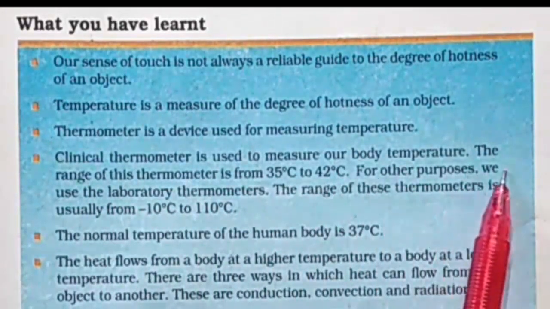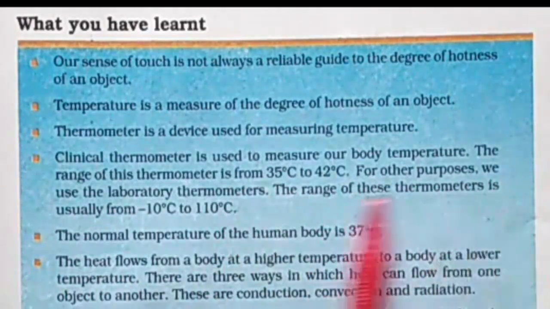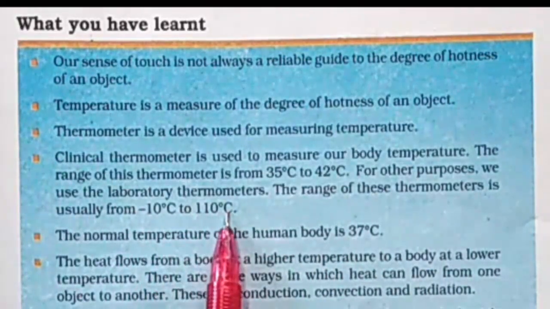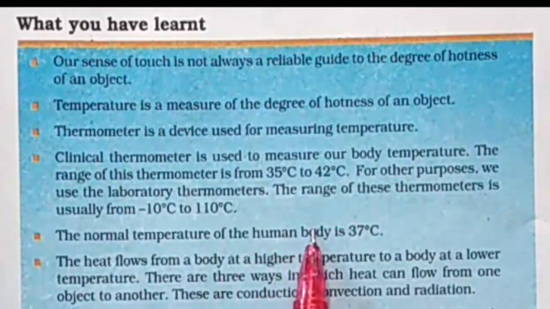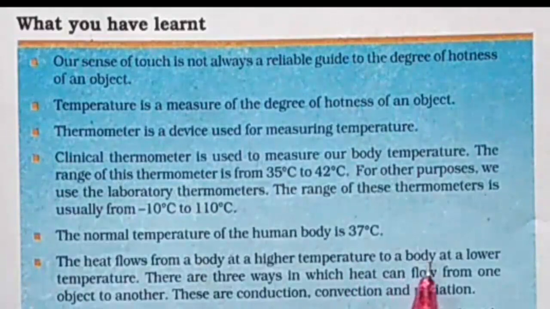For other purposes, we use laboratory thermometers. The range of these thermometers is usually from minus 10 degrees Celsius to 110 degrees Celsius. The normal temperature of the human body is 37 degrees Celsius. Heat flows from a body at a higher temperature to a body at a lower temperature. There are three ways in which heat can flow from one object to another. These are conduction, convection, and radiation.